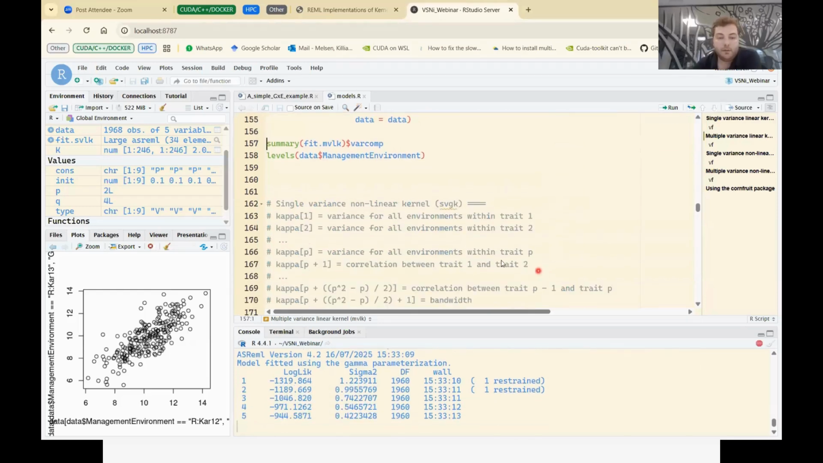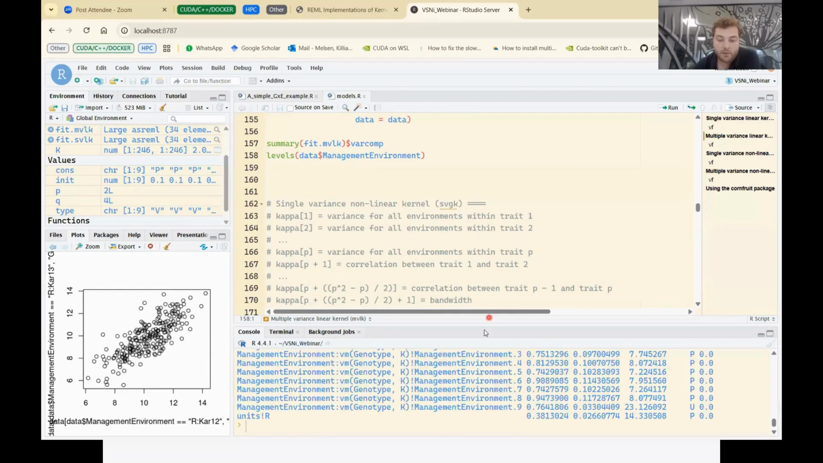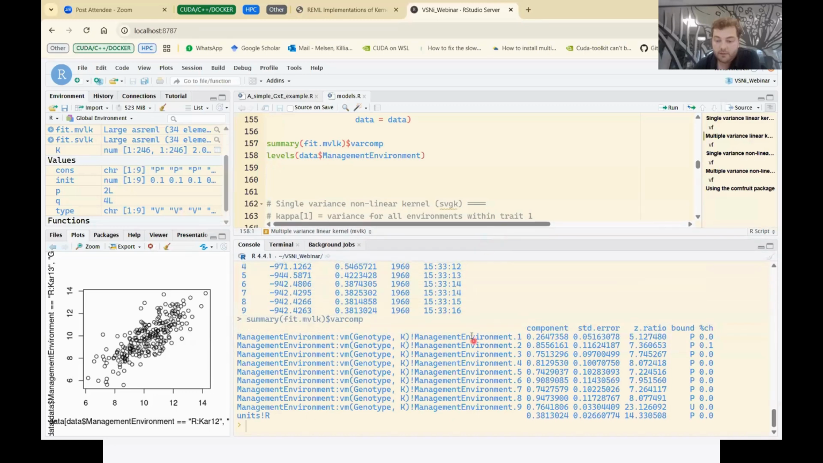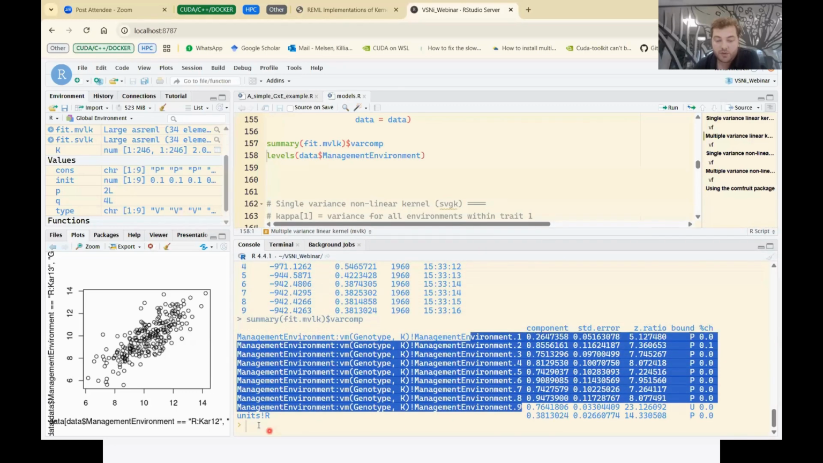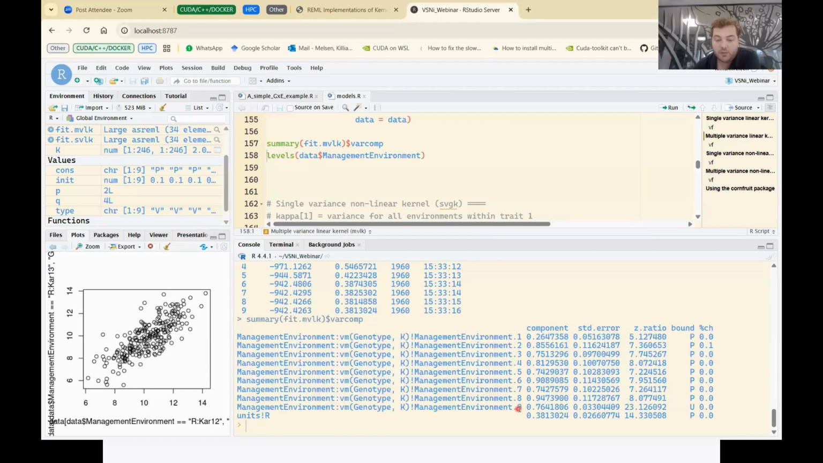And then when we look at the variance components, we'll see that we now have 9 variance components plus the residual. The last one is going to be the correlation between the two managements, and the first 8 are going to be the variances for the 2 times 4 is 8 management by environment combinations.